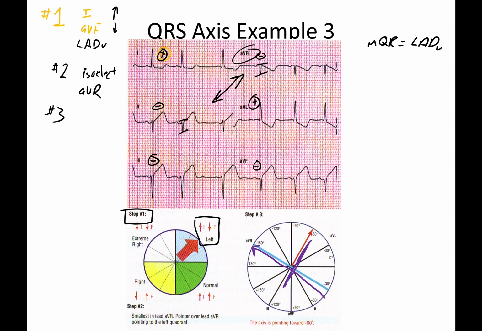But unlike the last case, we have a left axis deviation this time. So rather than saying the 3 lead for the right quadrant, we have decided that the mean QRS needs to be in the left quadrant, left axis deviation quadrant. So the portion of the 3 lead that is in the left quadrant is right here. And so you are negative 60 degrees. The other reminder I'll give you with this, because it's a true left axis deviation, we're going to watch out for a left anterior hemiblock. And we'll come back to that a bit later.